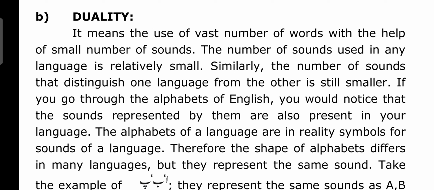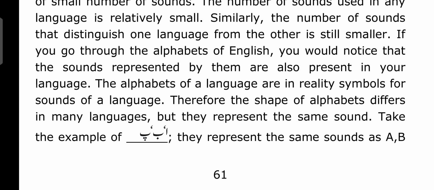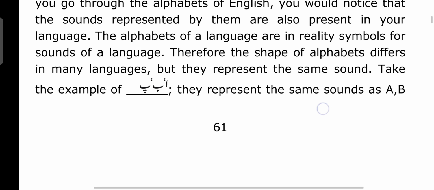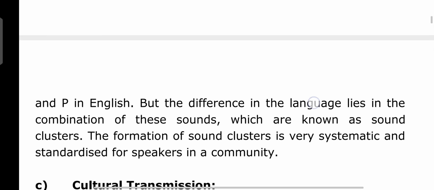If you go through the alphabets of English, you would notice that the sounds represented by them are also present in your language. The alphabets of a language are in reality symbols for the sounds of a language. Therefore, the shapes of alphabets differ in many languages, but they represent the same sound. Take the example of alif, ba, pa, or alif, be, pe. They represent the same sounds as a, b, and p in English.